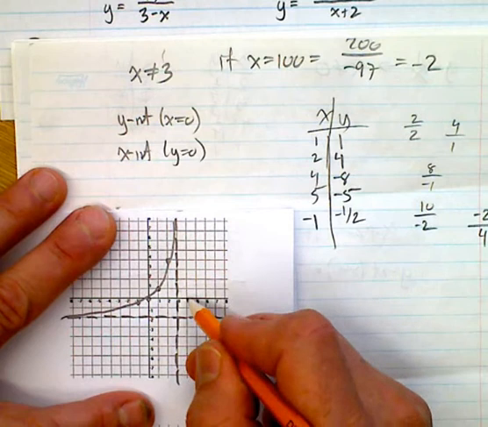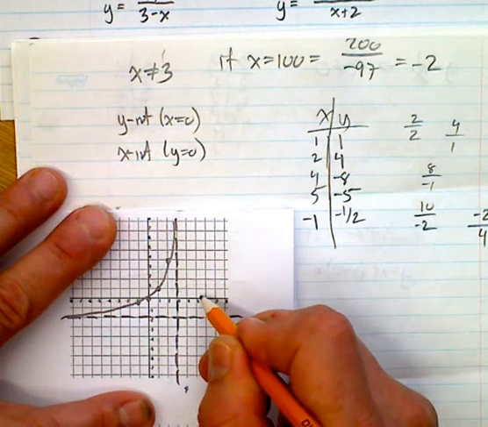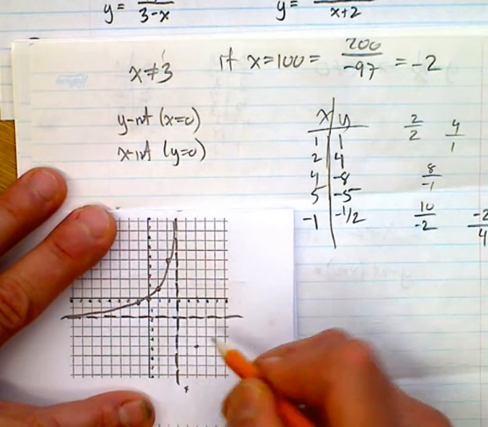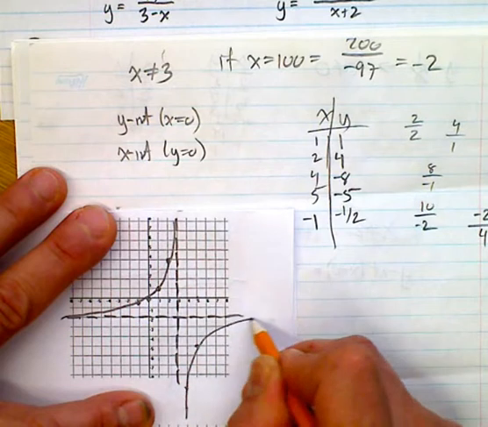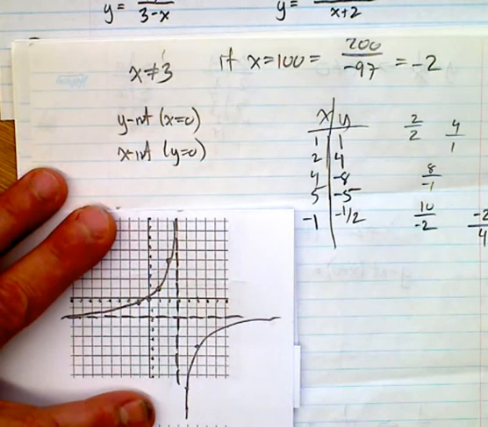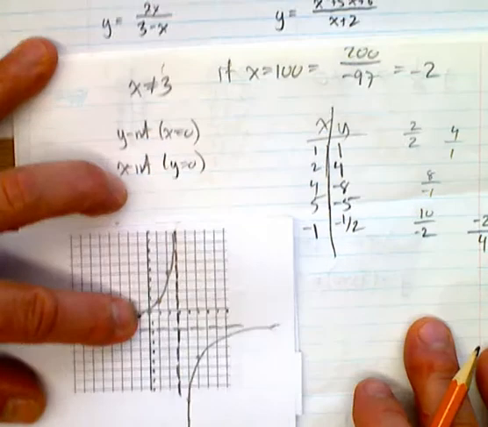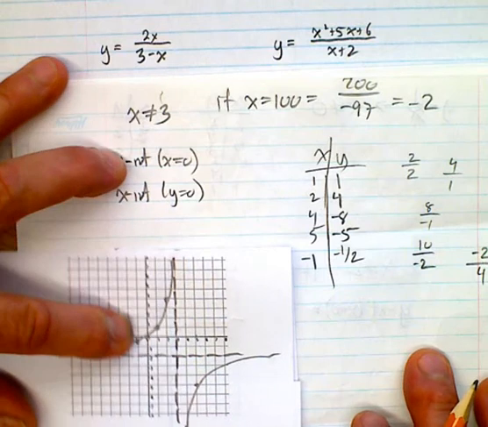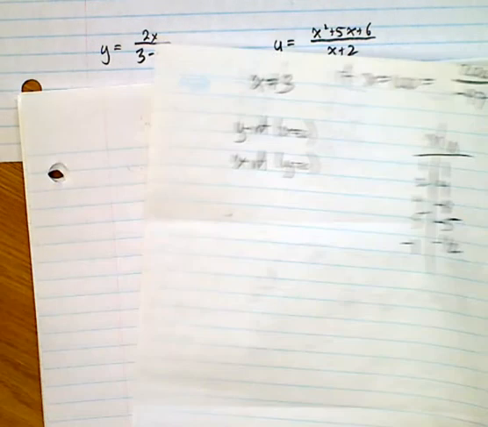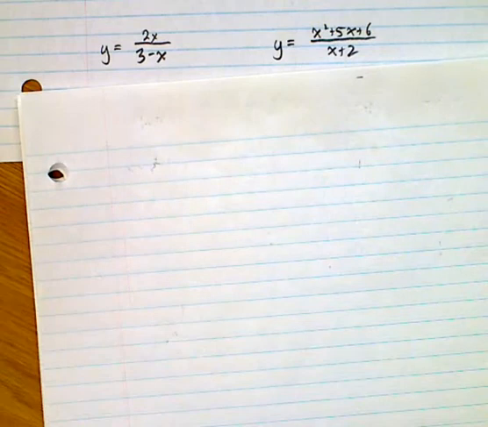The 4 is at negative 8. The 5 is at negative 5. And I'm sure if you plotted a few other numbers, you'd end up getting a function that looks something like that. Okay? This is the 2x over 3 minus x. Let's look at the last one real quick, and then we'll be done with this, and you can jump into the other section here.